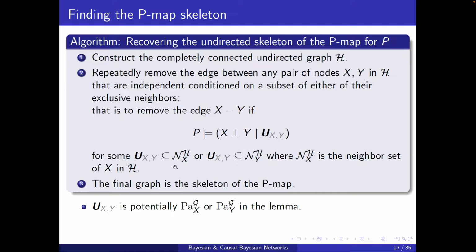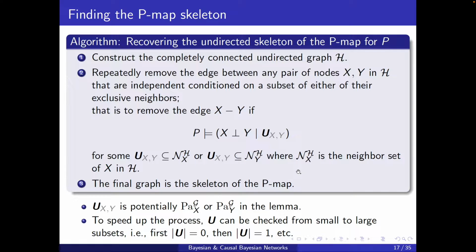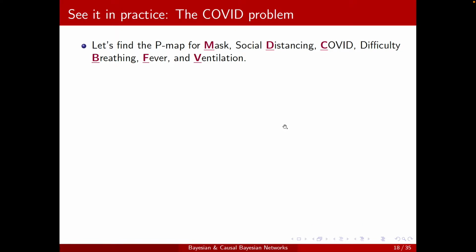Now note that u here is potentially either the parents of x or the parents of y in the previous lemma, okay, because it's making the two of them independent. And in order to speed up this algorithm, what we can do is to check u from small subsets to larger ones. So first I will check if x and y are just independent, not necessarily conditioned on anything. Then I will check if they are independent conditioned on just one other variable, and so on. Okay, and if one of them works, then I don't need to check the larger supersets.